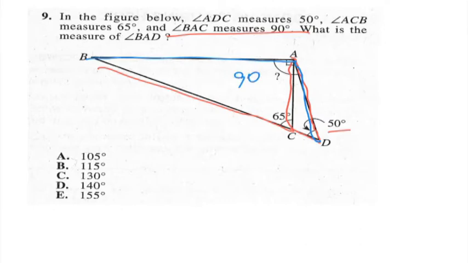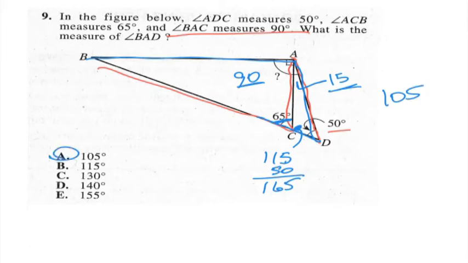So we're going to use the information that they have given us. Notice that this is 65 and this is a straight line. So that tells me if that's 65, this one right here has got to be 115. 115 plus 65 is 180. Well, if that one's 115 and this one is 50, we have 165, and that means that this angle has to be 15 degrees. Now remember, they wanted the whole angle, so it's 90 plus 15 is 105, making A the answer to number 9.